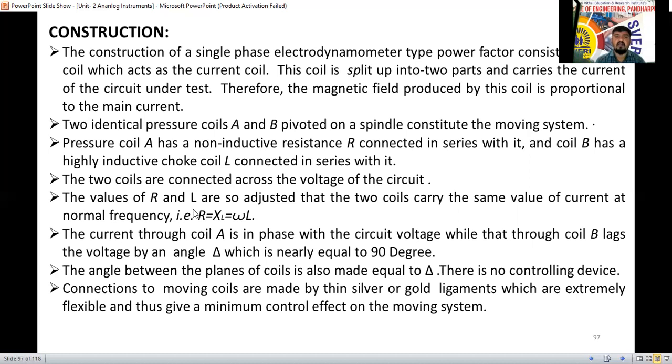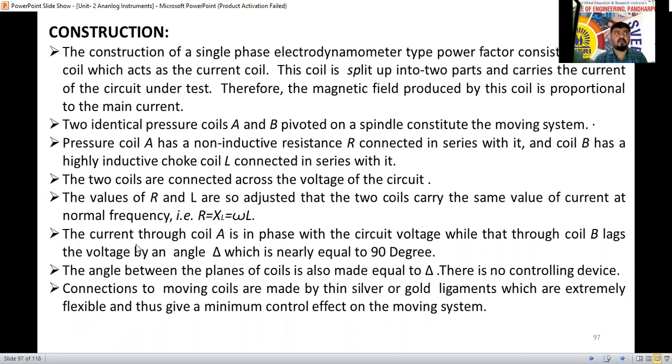The values of R and L are so adjusted that the two coils carry the same value of current at normal frequency. We have adjusted the values so that the current carried by both coils should be the same for the normal frequency. We are going to say R equals XL, where XL equals omega L. XL is nothing but the reactance of that inductive coil. On that condition, both the currents should be the same. We have to assume that.